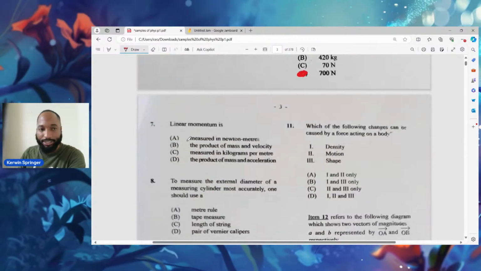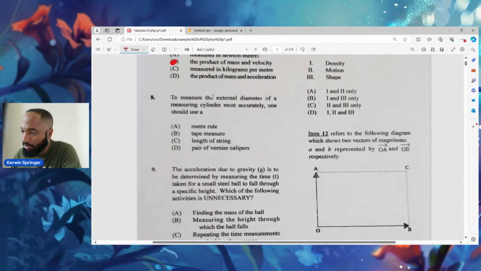Linear momentum is, so momentum is a product of mass and velocity. Yeah, look, they have it here. Product of mass and velocity. B is the answer. Momentum is mv.